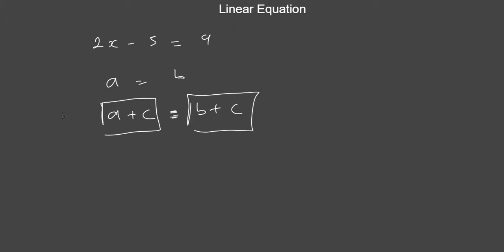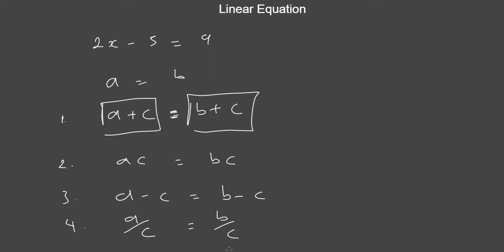So this is the first rule. The second rule is if you multiply a constant, let's say c, to the left side, you must multiply that c to the right side. Which means if I have a equal to b, if I multiply c to a, it must be equal to multiplying c to b. The third rule is if you do the subtraction, you get the same result. And if you divide, you get the same result.